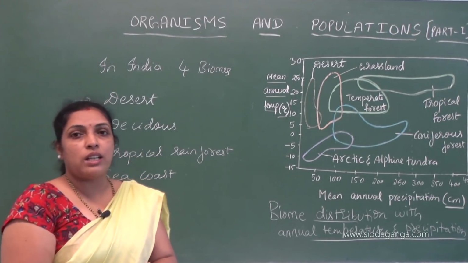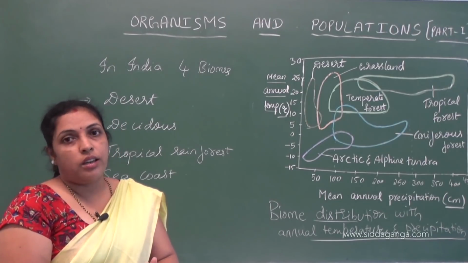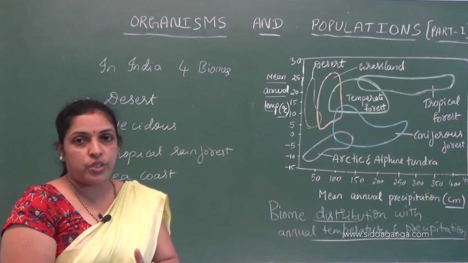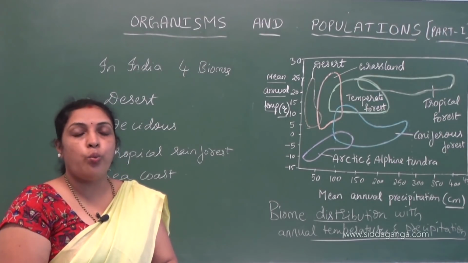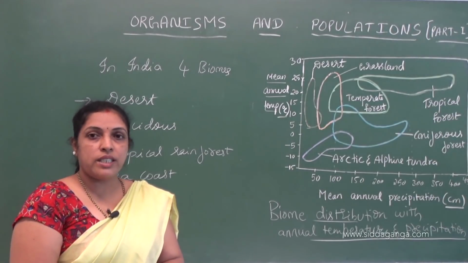That is about today's class. In the next class we will discuss the abiotic factors which are present in an ecosystem. That includes temperature, water, soil and light. That we will discuss in the next class.